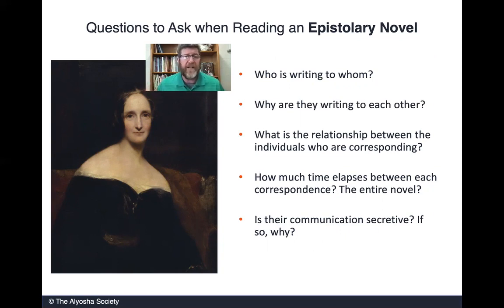Another interesting question, I think, is: is it secretive? It just so happens that it's not here. But as you're reading other epistolary novels, that's an interesting question. Are they trying to keep their correspondence secret? This is another one that I find really interesting. Are they being truthful with one another? Now, there may be some epistolary novels where you can't really tell if they are, but it's a fascinating question to ask.